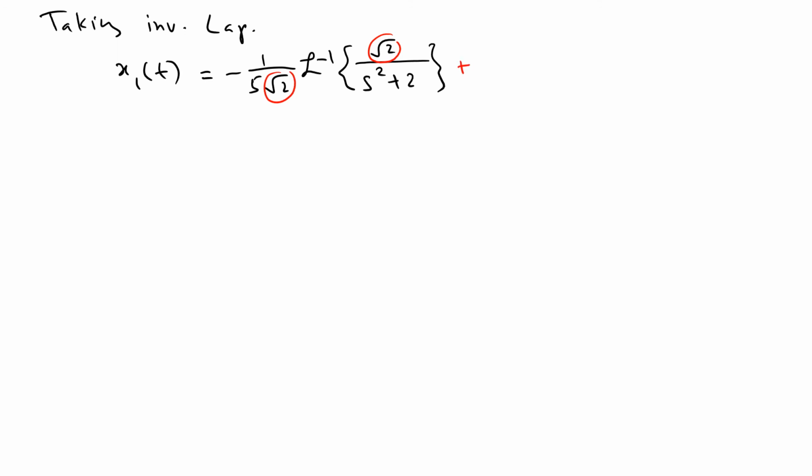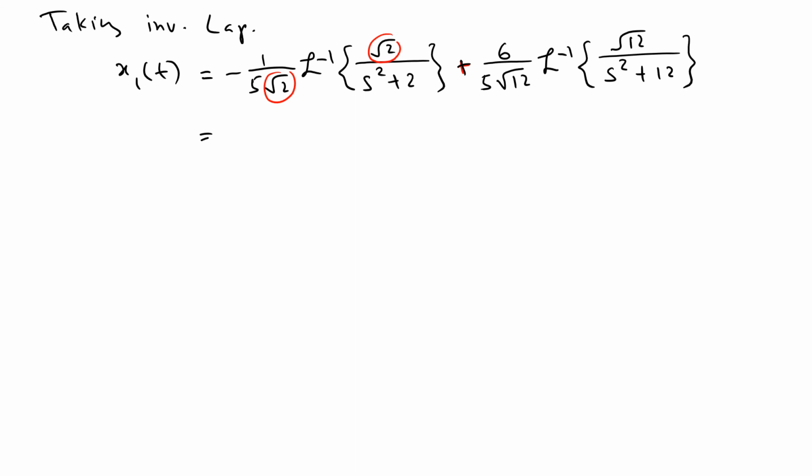Taking the inverse Laplace, you're going to get x1(t). Let's rearrange the terms. So 1 over 5 square root 2 times L inverse, because we need the square root 2 on top, because that's the omega value. We're going to multiply and divide by square root 2, plus we have 6 over square root 12 times L inverse of square root 12 over s squared plus 12. Perfect.